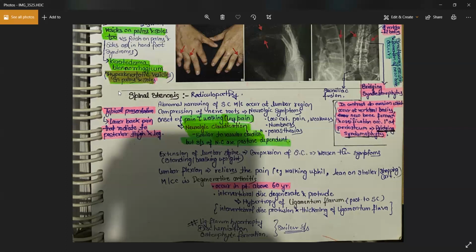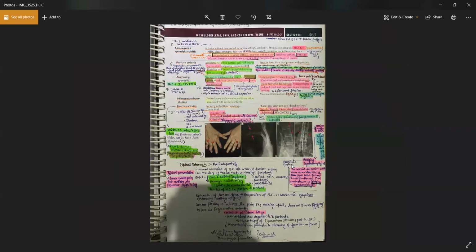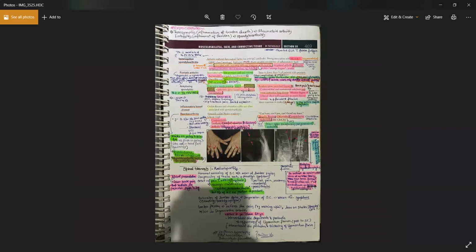No, thank you. Okay, so we've discussed all this seronegative spondyloarthritis. Any doubts so far? Please ask. In any of these disorders? No. Okay, thank you.